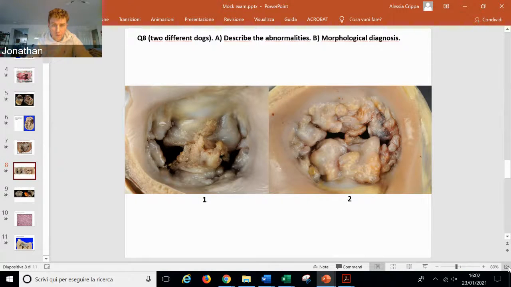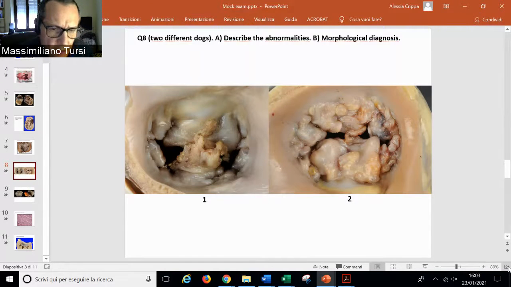But for the other one, I gave the same description with the yellowish color and so on. But I said that vegetative endocarditis cannot be ruled out, and I put mitral valve disease as a differential as well. But do you think it is acceptable to put both? Because I'm not sure we can differentiate vegetative endocarditis from mitral valve disease when it's very advanced. In this case I thought we couldn't, but I don't know what the others think.